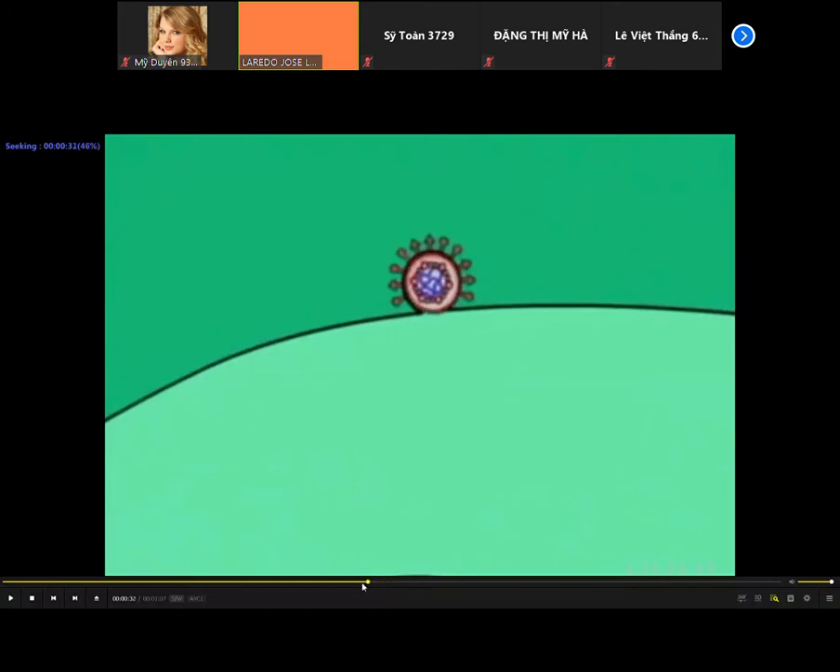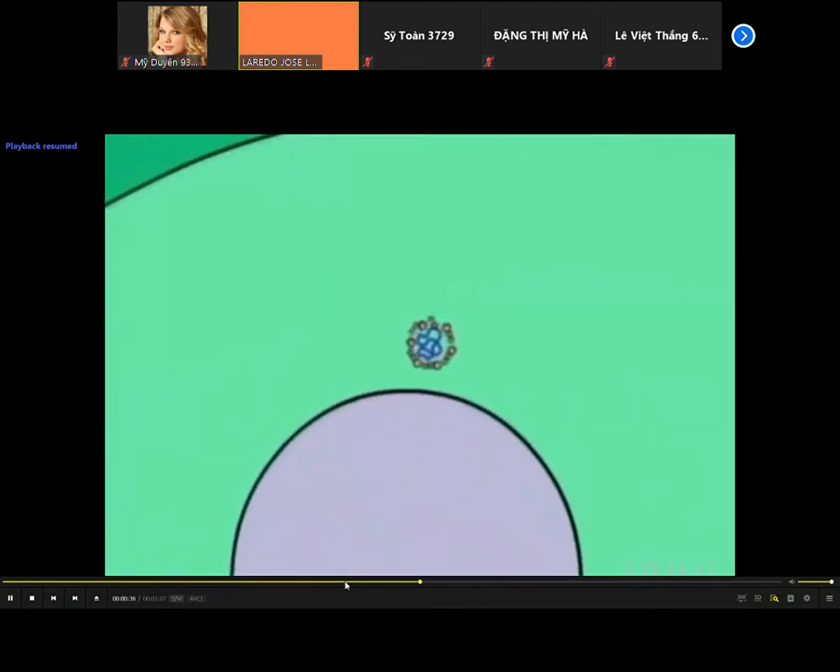Attachment is when the adhesins of the virion bind the specific receptors of the host cell. First step, attachment. Second step, the nucleocapsid enters inside the cell. This is called penetration. Look, and now the capsid is lost. The capsid is removed. This is called uncoating.